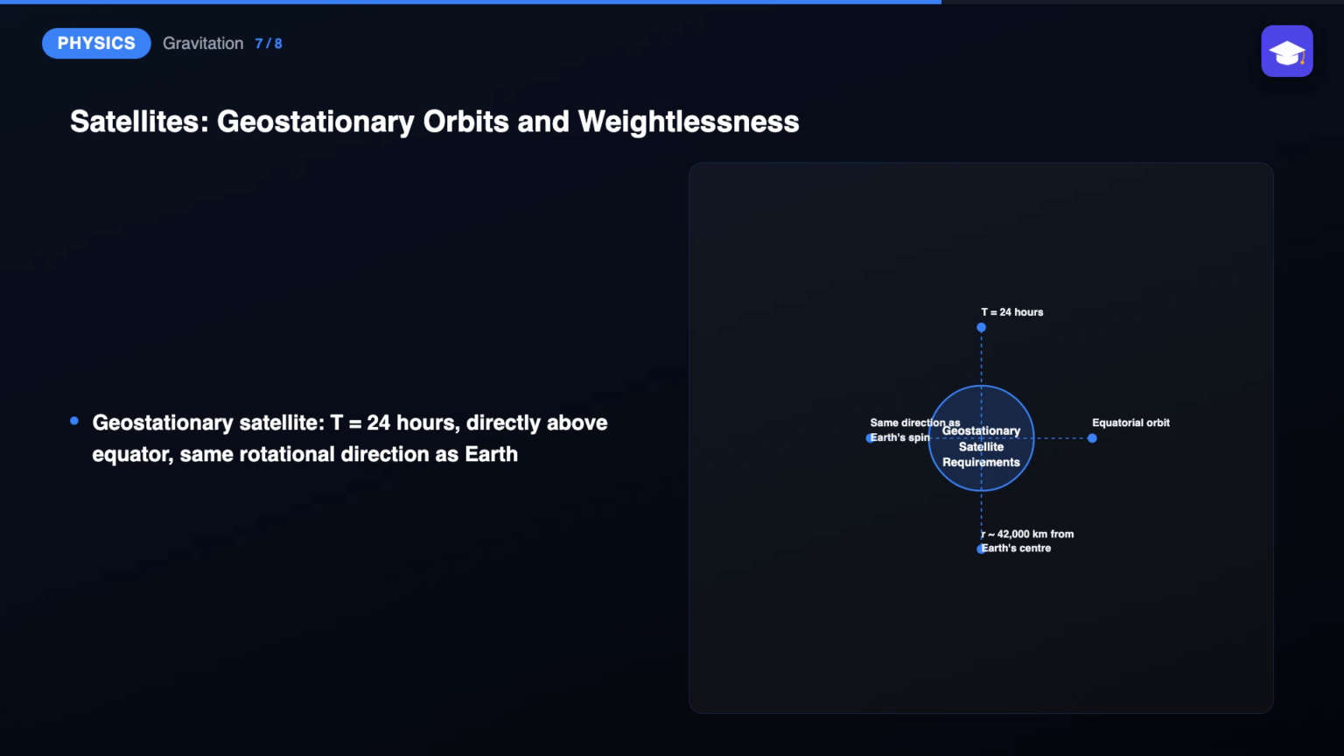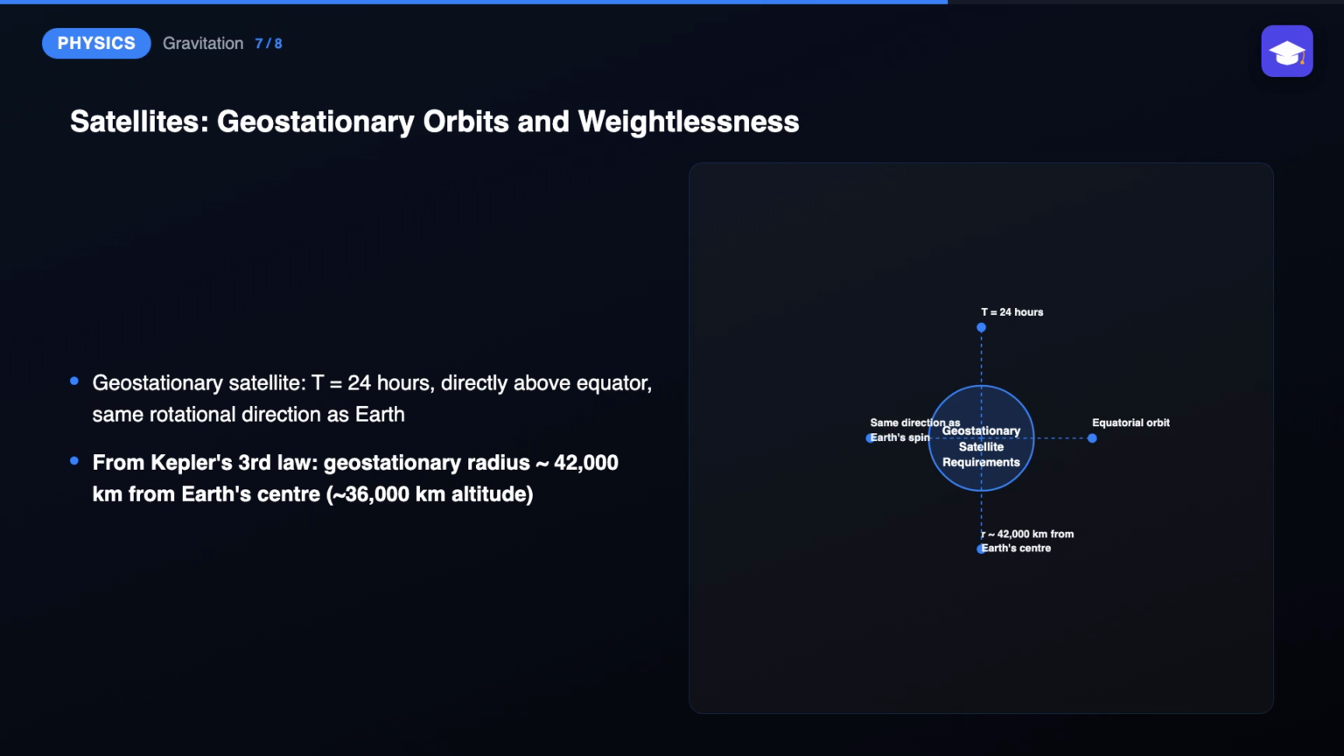Using Kepler's third law, T squared proportional to r cubed, with T fixed at 24 hours, the required orbital radius works out to a specific, fixed value, approximately 42,000 kilometers from Earth's center, meaning roughly 36,000 kilometers above the actual surface. This fixed altitude is exactly why all geostationary communication satellites cluster at that same specific orbital radius.